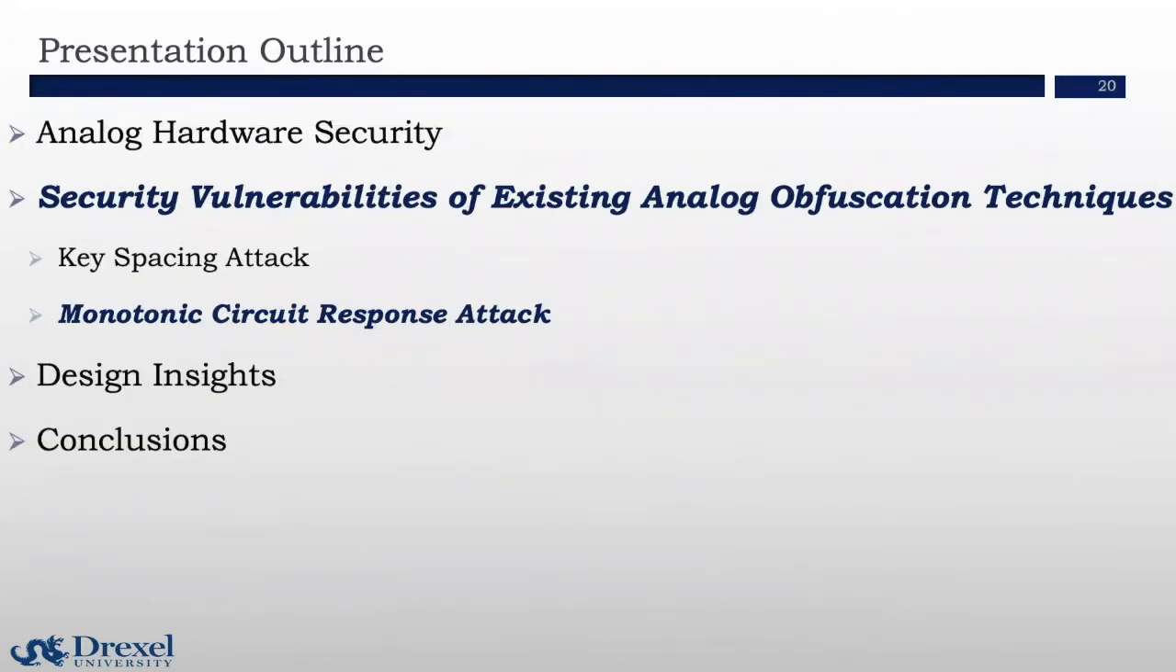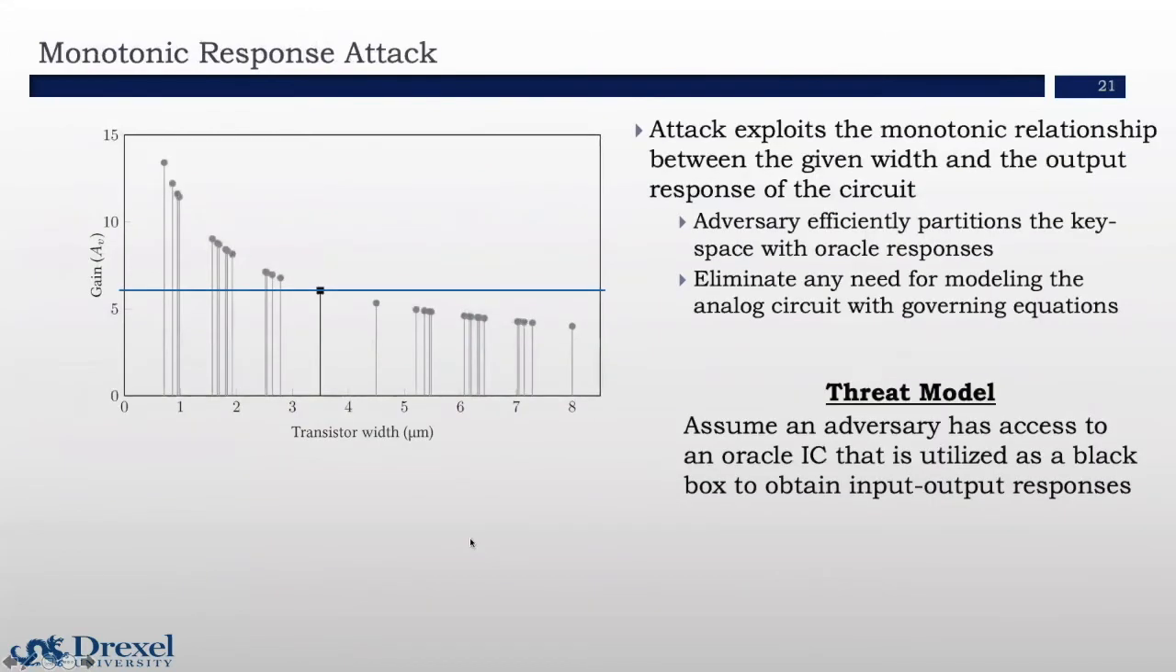In this section, I will be talking about the monotonic circuit response attack. In this attack, the monotonic relationship between the key and the circuit response is evaluated. For the example of a CS amplifier shown in the figure, the transistor width versus the gain is evaluated, which is a monotonically decreasing function.